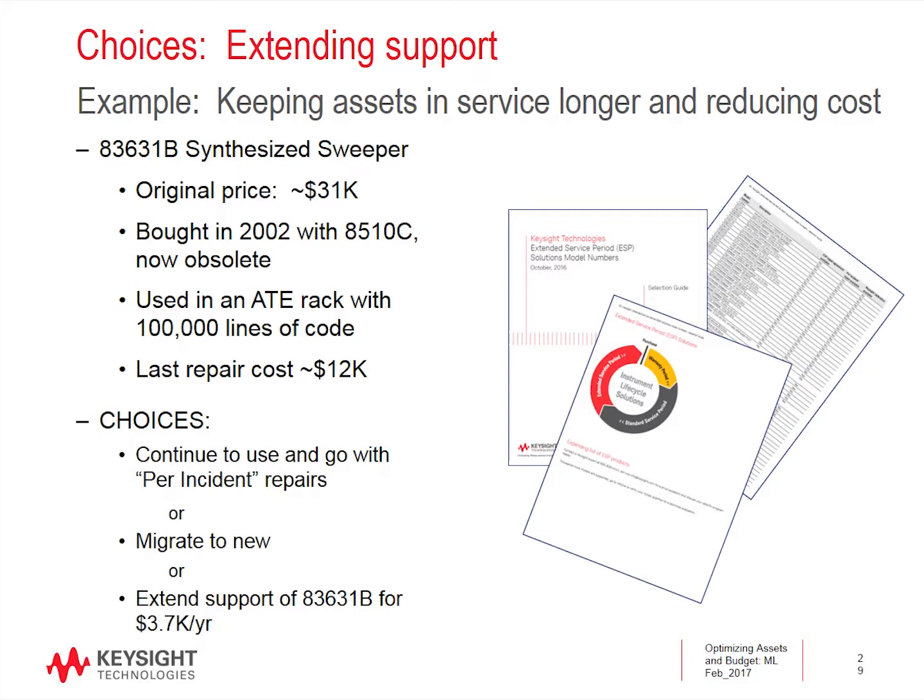Outside of buying another one in the secondary market to replace the one they have, there are a number of choices in how to keep their asset going. They could continue to use the one that they have and take their chances that it won't fail again, or at least that it doesn't fail very often. Or they could try to migrate to something new and rewrite their test code. Or they could consider getting an extended support contract on the sweeper to take the guesswork out of the possibility of repair and make sure that they have a quick turnaround on any needed repair.